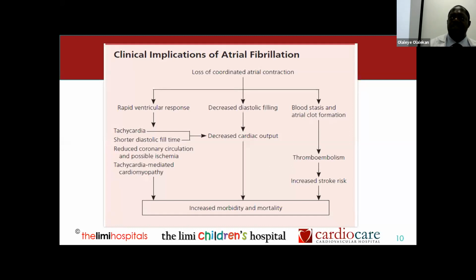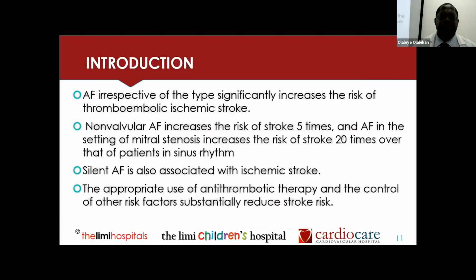And due to the uncoordinated activity, we tend to have stasis of blood, which promotes clot formation. Then you can have thromboembolism in terms of stroke or other thromboembolic events. All this works together to increase morbidity and mortality in this group of patients.